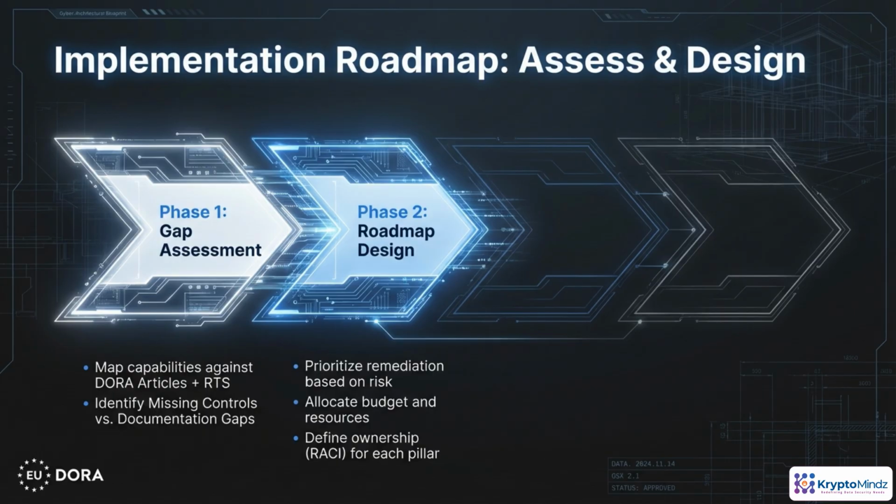To turn DORA from a rulebook into reality, think in two phases. First, the gap assessment. You systematically compare how you work today with DORA's articles and technical standards. Distinguish between missing controls and things you do already but cannot yet evidence. This prevents you from fixing problems that are really documentation issues. Second, roadmap design. Rank gaps by business and regulatory risk, then sequence projects accordingly. Attach budgets, timelines, and accountable owners, ideally using a RACI model for each DORA pillar. That roadmap becomes your single, agreed implementation plan.